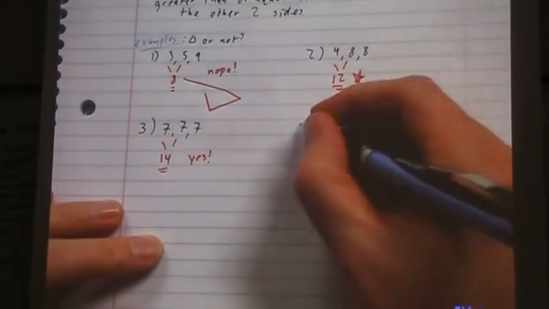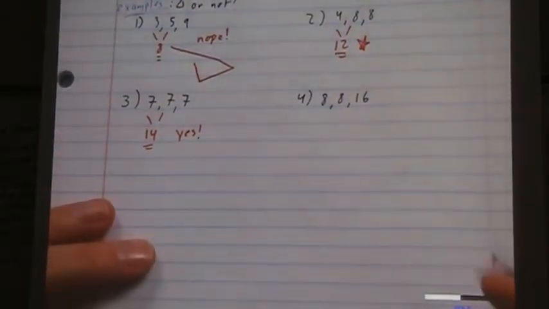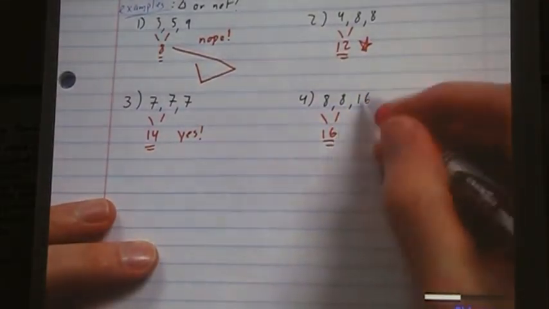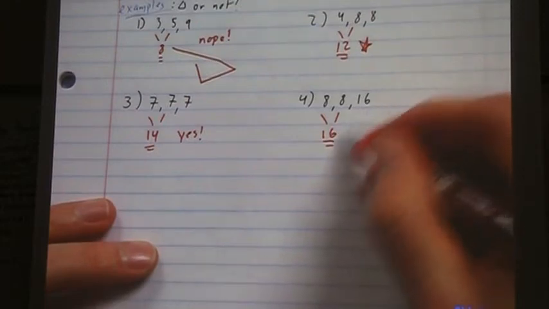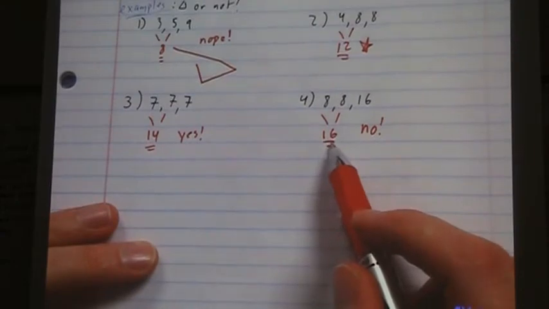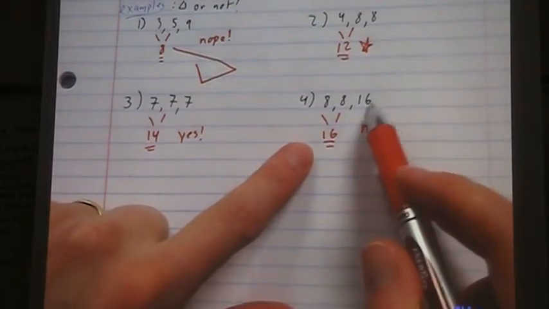What about this guy though? 8, 8, and 16. What would happen here? I'll zoom in a little bit so you guys can see better. Well, I have my two smallest sides and I get 16. Is this okay? No. I have to be bigger. Okay? The sum must be bigger than the last side. The reason for that is if the sum is exactly equal to the third side, you wouldn't have a triangle, you'd have a straight line, and that's not a triangle. Okay?